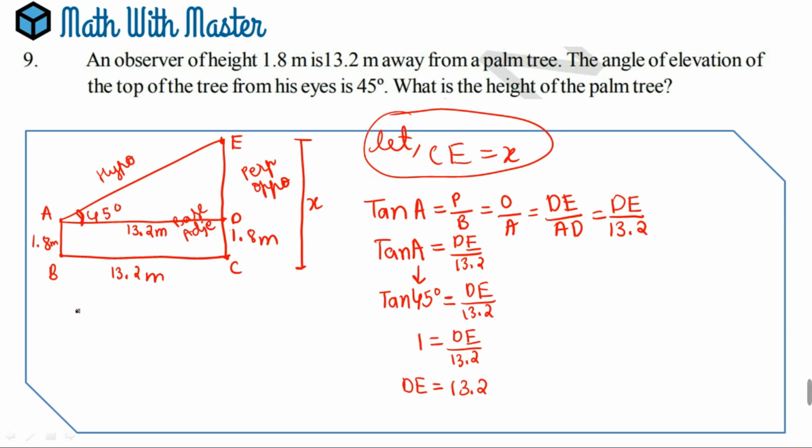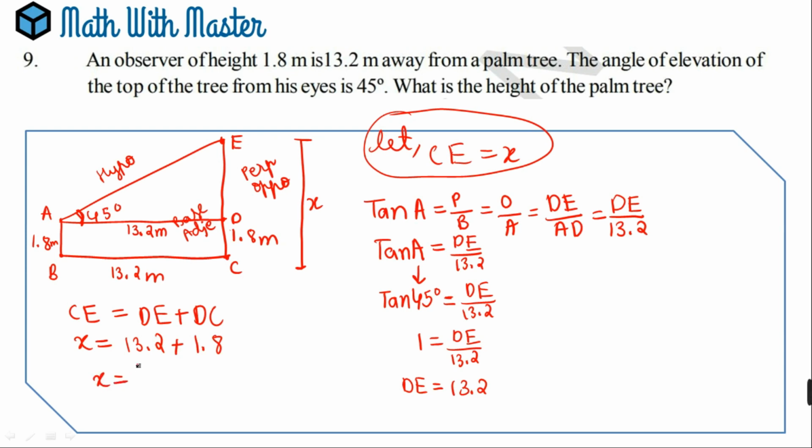So we know that CE, which means the palm tree, is equal to DE plus DC. So we can write CE as X. So X is equal to, what is DE? 13.2 plus what is DC? 1.8. So X is equal to 15 meters. So this is the answer. This is the height of the palm tree given in the question.